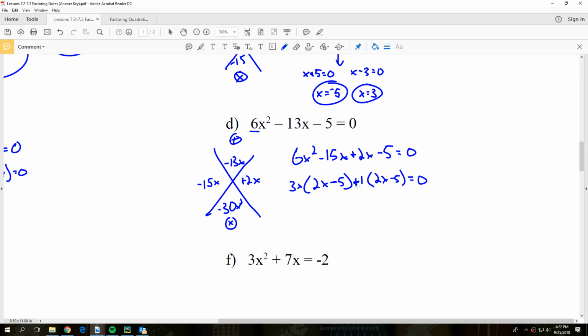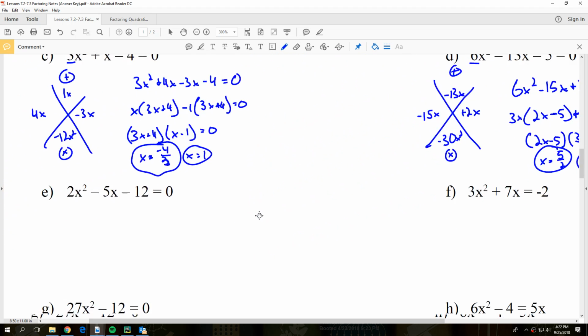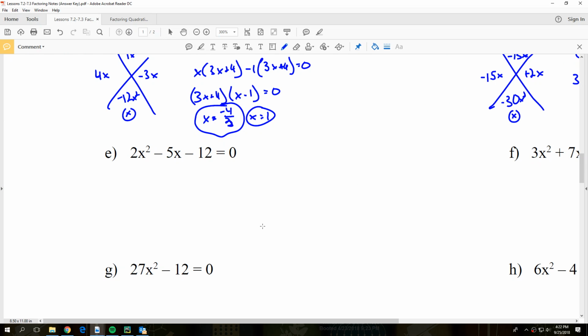All right, so now I have 2x minus 5 for my greatest common factor. We'll pull that out front. 2x minus 5, and then times 3x plus 1 is equal to 0. And setting both of them equal to 0 and then solving, you have x is equal to 5 halves, and x is equal to negative 1/3. Okay. All right, next up here. Let me save this while I'm working.